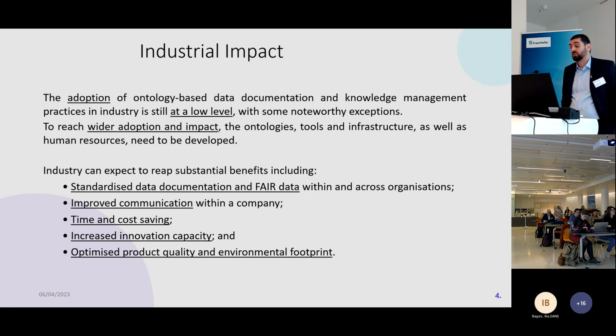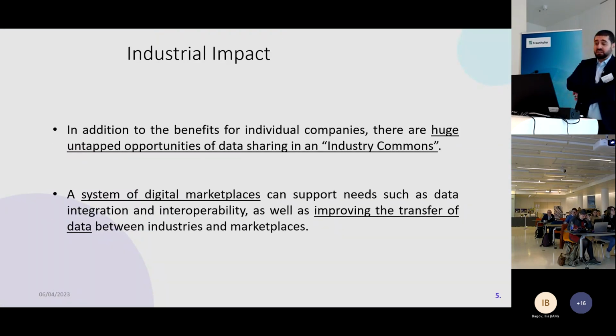And so the idea is that industry can expect to reap benefits, including standardized data documentation and FAIR data, improved communication within the company, time and cost saving, increase in innovation capacity, and optimized product quality and environmental footprint while using data documentation based on ontology. Also, the idea is to have benefit for individual companies, and also the opportunity from data sharing in industry commons and a system of digital marketplaces that can support needs such as data integration, interoperability, and improved transfer of data between industry and marketplaces.